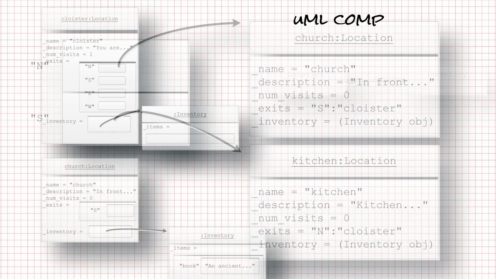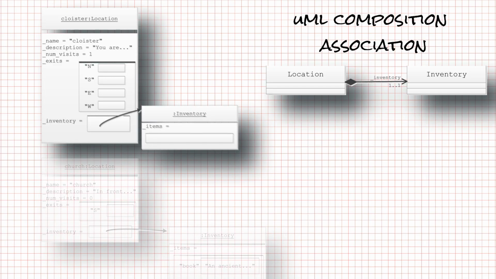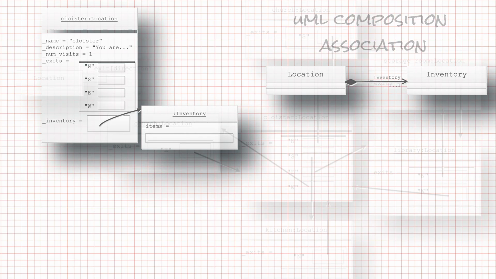The relationship between a location and an inventory is a composition relationship. The location always has an inventory, and the inventory doesn't exist apart from the location. When a location object goes away, the inventory goes away with it. A location has a part that is an inventory.